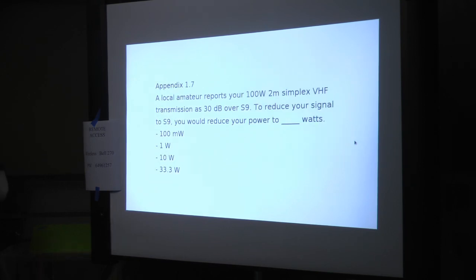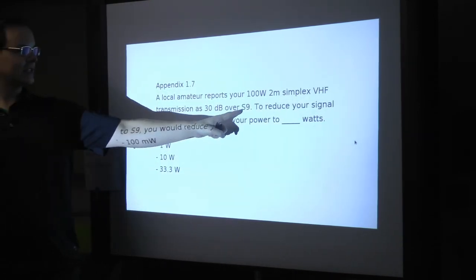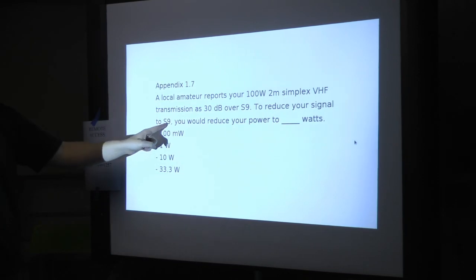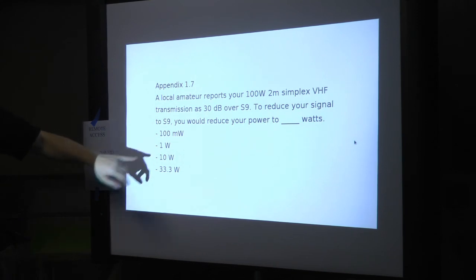So, a local amateur reports your 10 watt, 2 meter simplex VHF transmission as 30 dB over S9. To reduce your signal to S9, you would have to reduce your power to blank watts. First thing, reduce the question. This is useless, this is useful, this is useless. They're throwing lots of terms and stuff at you just to confuse you in this one. It's just the last question. 10 watts? It's just a guess.